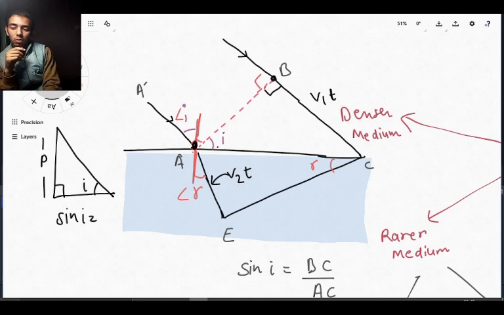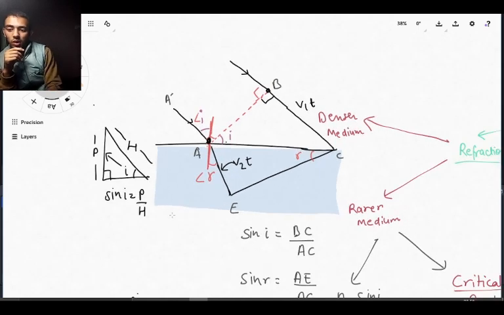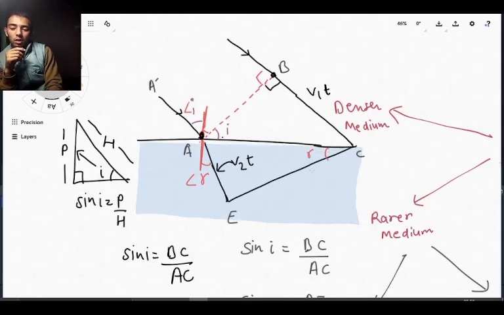So this is the perpendicular side, which is opposite to the angle, and this is the hypotenuse. So sine i is equal to perpendicular upon hypotenuse. So there will be BC upon the hypotenuse, which is AC. So sine i is equal to BC upon AC.